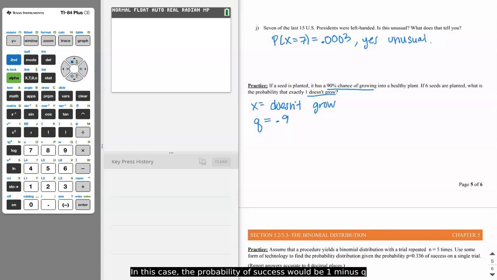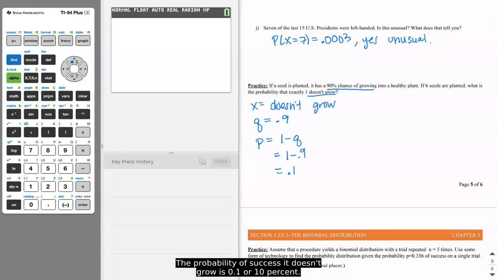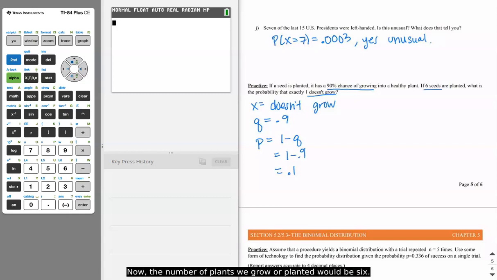So in this case, the probability of success would be 1 minus q, or 1 minus 0.9. Sorry, I'm doing the math in my head, 0.1. So the probability of success, it doesn't grow, is 0.1, 10%. Now, the number of plants we planted would be 6.